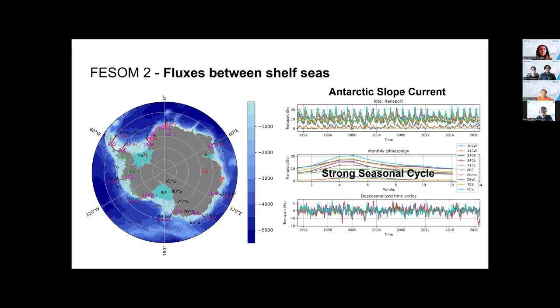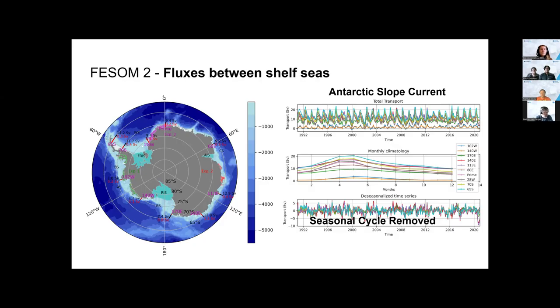Next slide, please. There is a strong seasonal cycle in the Antarctic slope current, another feature that is in agreement with observations. And here, because the model gives us standard monthly mean outputs, I calculated the monthly climatology, which we are showing in the second figure on the right. The monthly climatology shows the seasonal cycle. And if we remove the seasonal cycle from the main time series, next, we can see that there's still a lot of variation in the Antarctic slope current.